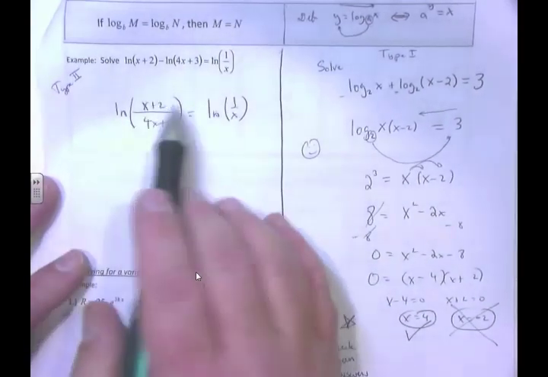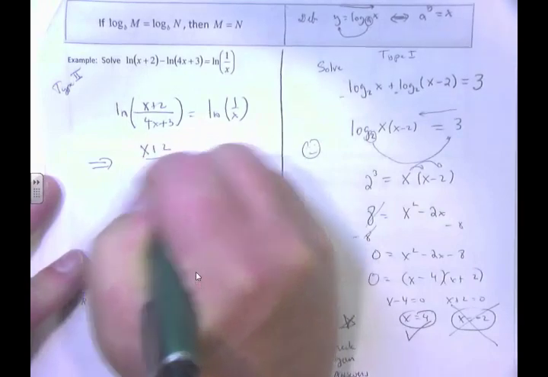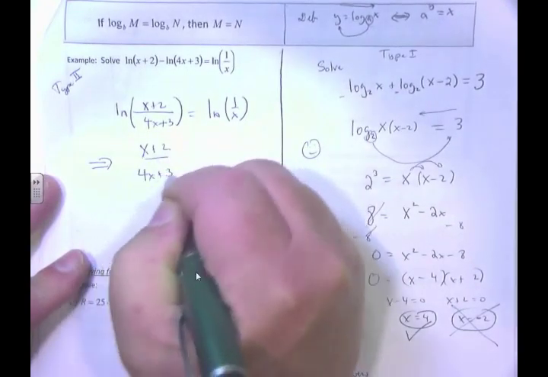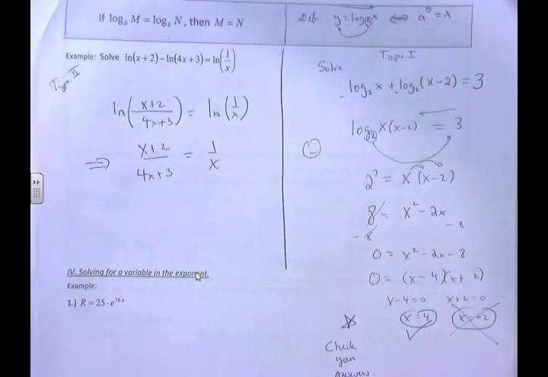If the natural log of garbage is equal to the natural log of garbage, then that implies that the two parts, the garbages, have to be equal to each other. So I have x plus 2 divided by 4x plus 3 equals 1 over x. You're canceling the natural logs is what you're officially doing. Does that make sense?